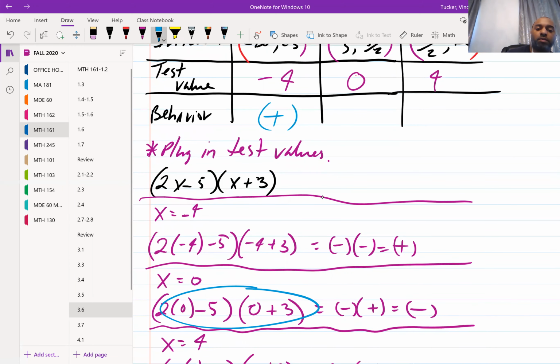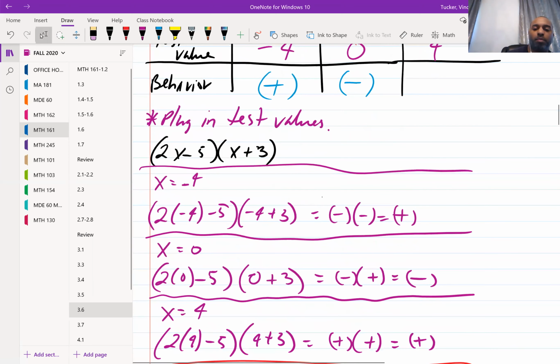Plugging in 0, I ended up getting a negative number times a positive number, which would give me a negative number. And then plugging in +4 down here gives me a positive number times a positive number, which would still be positive. So I'll give you a chance to write that down before we go any further.